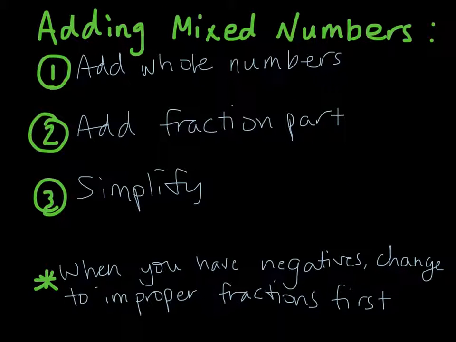All right, when we add mixed numbers, first thing we want to do is add the two whole numbers together. Then we want to add the fraction part, and then we'll simplify our answer. Now again, these negatives are going to cause us some problems. So very important to remember down here. When we have negatives, change the mixed numbers to improper fractions first. It's going to be very, very helpful for you on certain problems. And it's just easier to say when I have negatives and I'm adding mixed numbers, change them to improper.